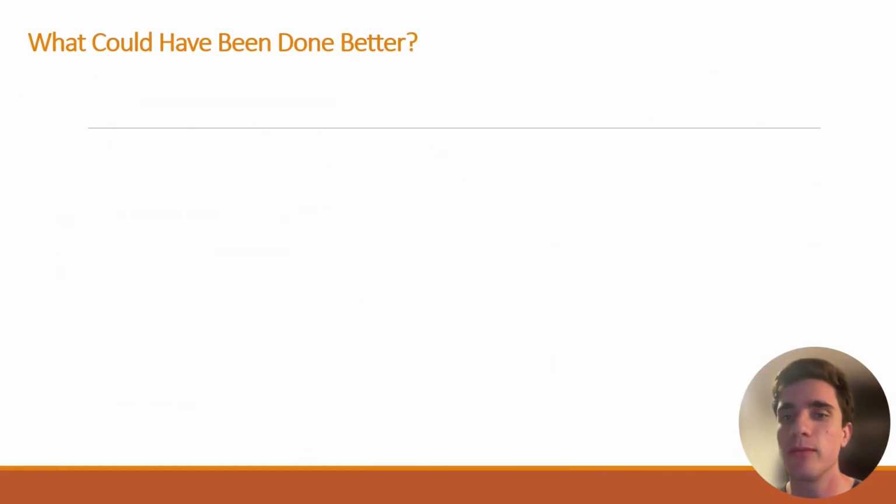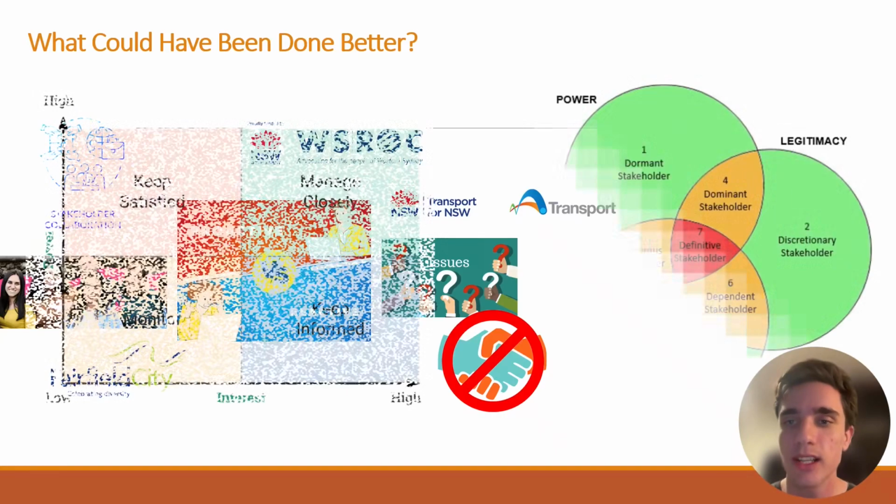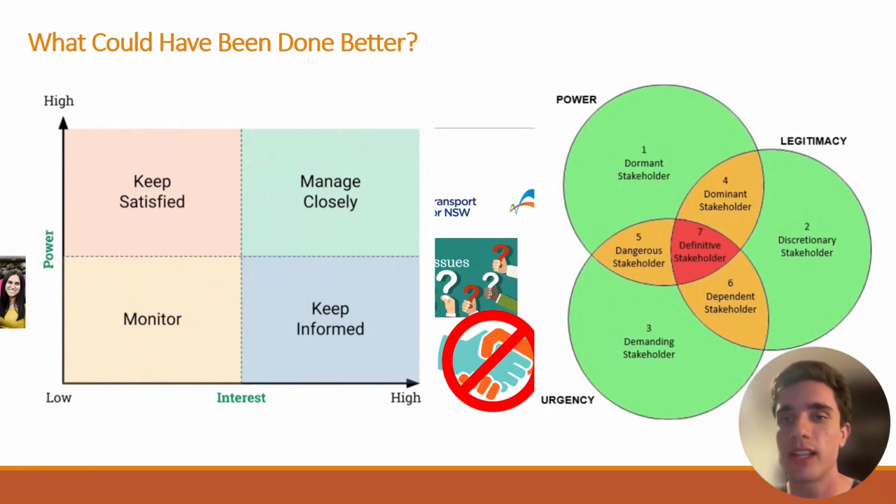Improvement could have been made through a more transparent and adaptive stakeholder engagement system across the whole project lifecycle. First, the project should have used a live stakeholder register that is updated at each major phase: land acquisition, construction, flight path development, commissioning, etc. Second, the project should combine a power interest grid with a salience model.